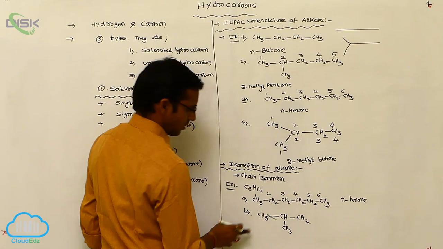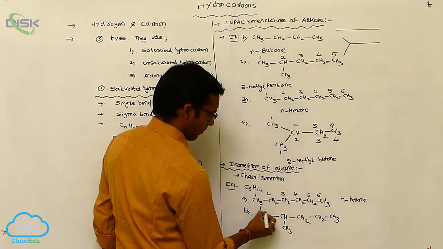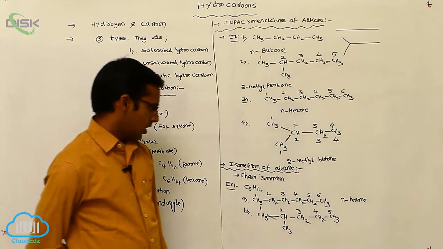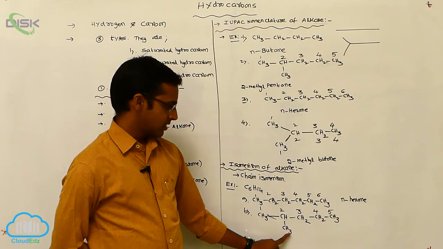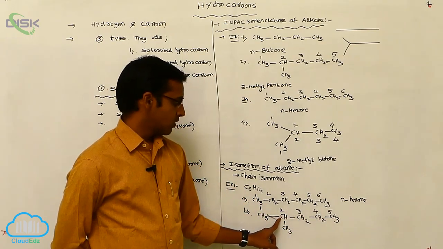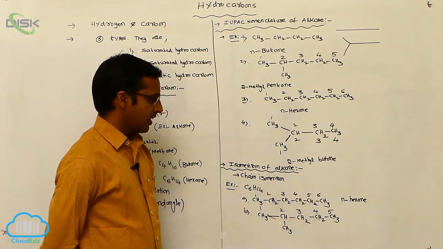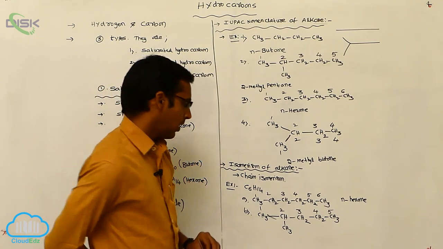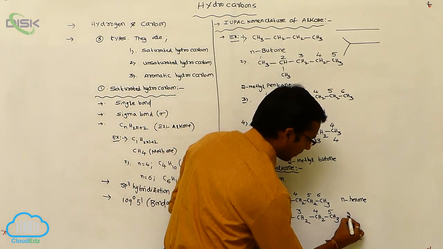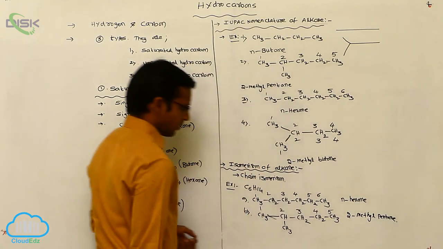CH3, CH2. See here, 1, 2, 3, 4, 5, 6. Total 6 carbons are there. Now see here, number of hydrogens. 3 plus 3, 6, 6 plus 2, 8, 8 plus 2, 10, 10 plus 3, 13, 13 plus 1, 14. So same molecular formula. But what is the name of this one? Here the longest chain containing only 5 carbons, means pentane, because this is saturated. But this is which pentane? 2-methyl pentane. Okay, so this is our one name.